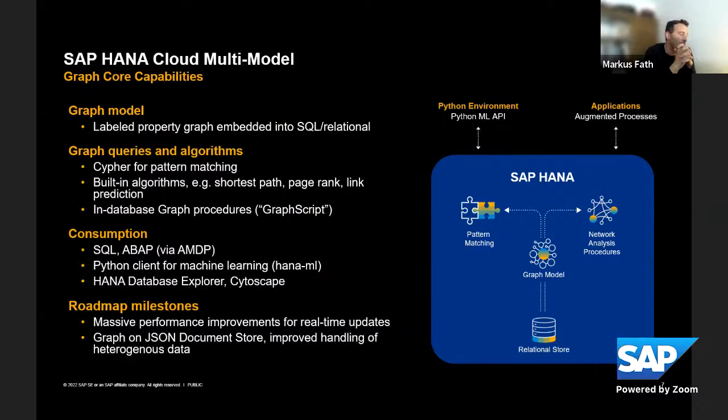One of the roadmap milestones that we still have on the list is supporting graph processing, so the graph engine, on top of your data being stored in the HANA document store, so your data being stored in JSON format, which is one of the upcoming features that we want to support later this year.